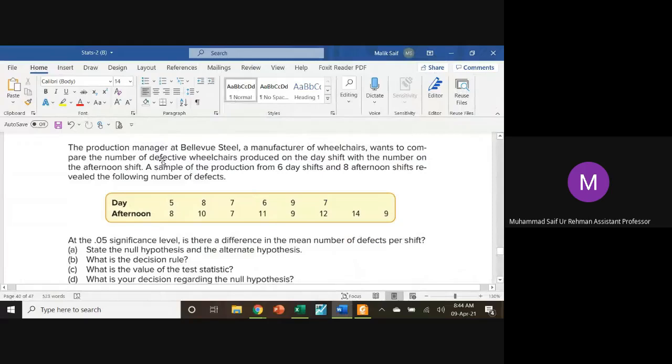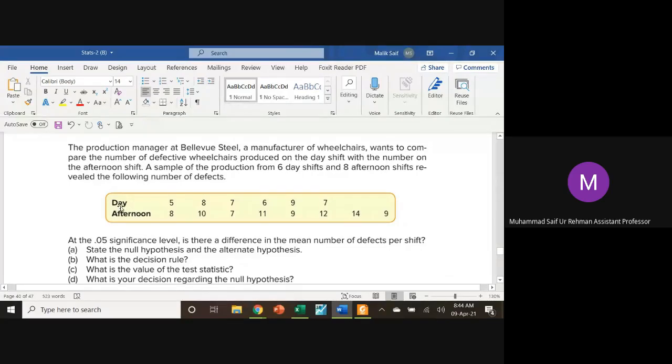The production manager at Bellevue Steel, a manufacturer of wheelchairs, wants to compare the number of defective wheelchairs produced on the day shift with the number on the afternoon shift. The sample of the production from 6 day shifts and 8 afternoon shifts revealed the following number of defects.